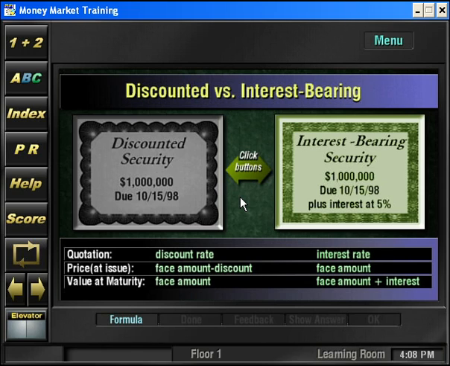The quote given for a discounted instrument is the discount rate, that is, the percentage of face value that must be subtracted from the face value to determine the price.